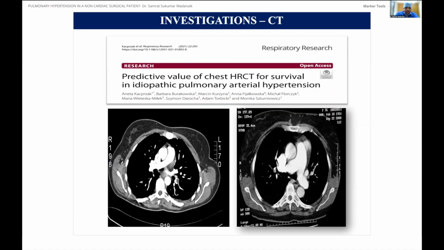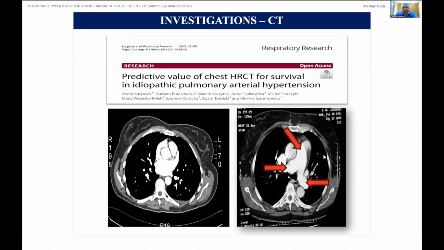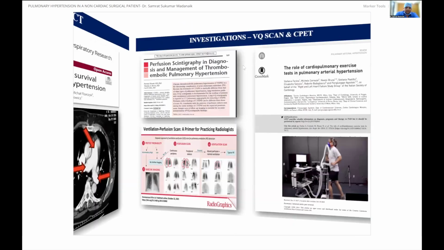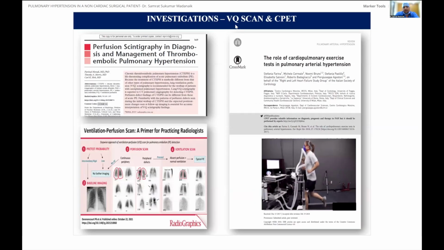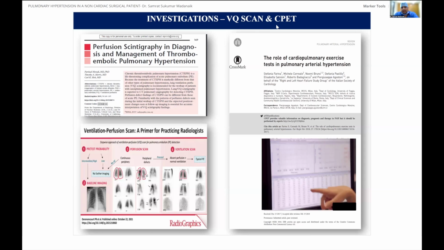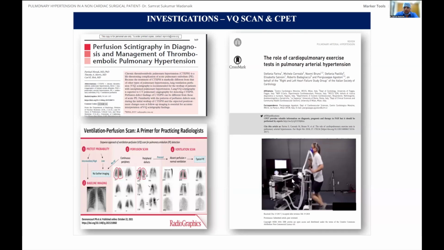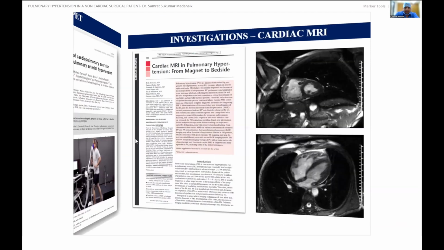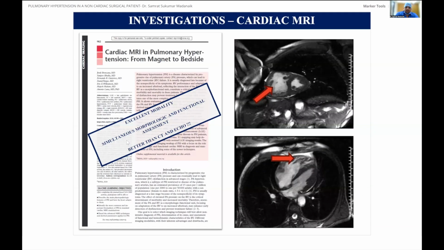CT scan is a great modality to know the size of the pulmonary artery and also the branching. So in some subset of patients, we subject them to CT scan. Also, ventilation perfusion scan, that is VQ scan, and cardiopulmonary exercise testing are also used in a few subset of patients. Cardiac MRI is a great modality, and it can give us simultaneous assessment of the morphological and the functional status of the right ventricle as well as the pulmonary artery. In fact, it is better than CT scan and echo.